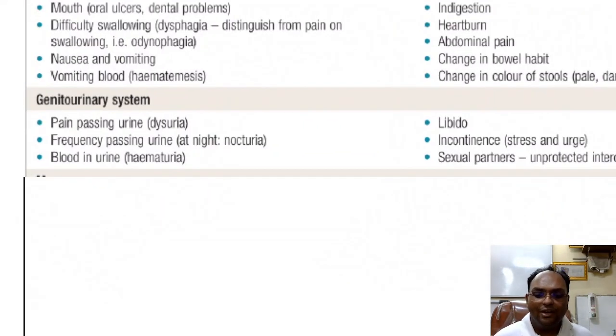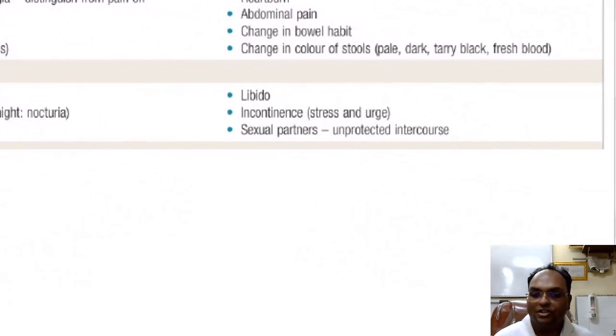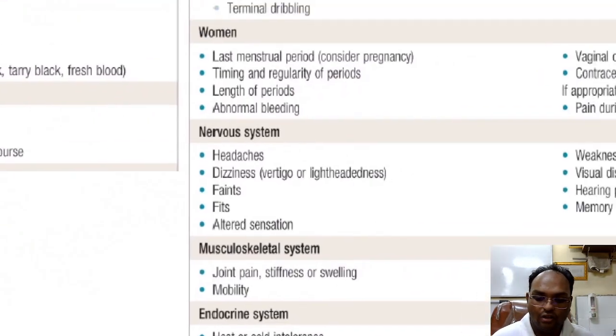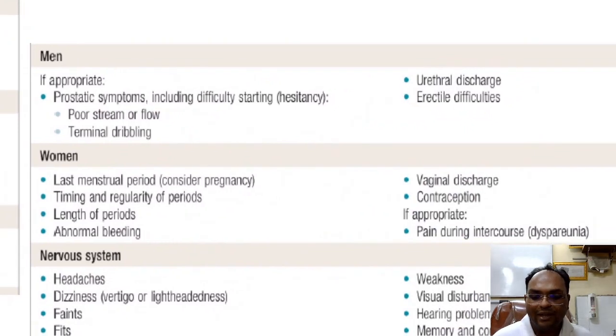Genitourinary, of course, pain on passing urine, there is dysuria, increase in frequency, urgency, you cannot hold it, hesitancy, when you go to pass urine you're having a narrow stream, loss of libido, incontinence, of course, you're not getting an erection, or you're having a very fast ejaculation. All these are symptoms. With men, you can have dribbling, that is overflow incontinence, erectile dysfunction, urethral discharge.